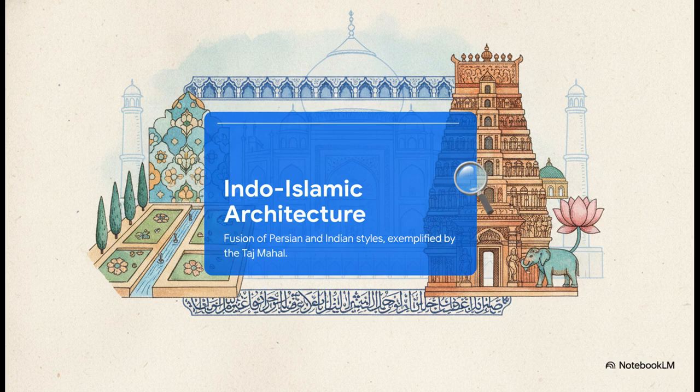By definition, it's a magnificent, seamless fusion of Persian and Indian architectural styles. And honestly, there is absolutely no better, more globally recognized physical symbol of this cultural synthesis than the Taj Mahal, which was built during this exact era. It stands as a perfect monument to the blending of these immense cultural forces.